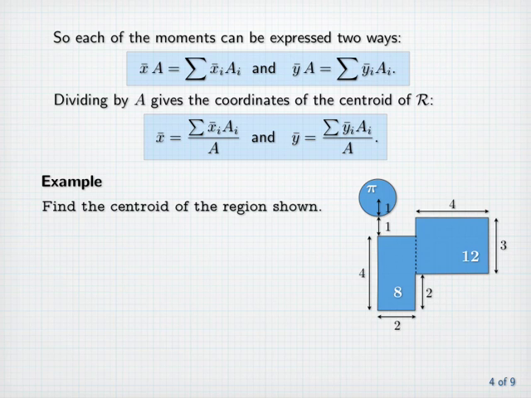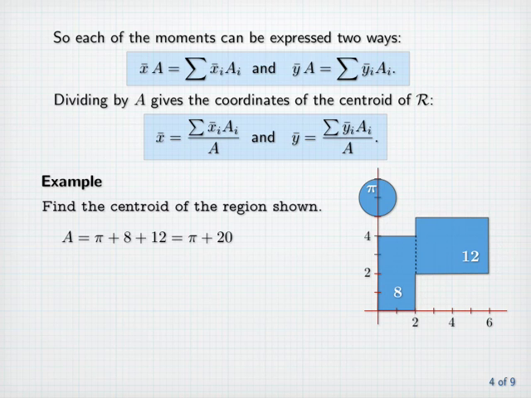So the total area is pi plus 8 plus 12, or pi plus 20. Now, to calculate our moments, we need to determine the centroids of each of the three parts of the region. To do this, we need a pair of coordinate axes. Notice we've chosen to put our origin at the bottom left corner of the rectangle with area 8. That's just a convenient choice. Where we place the origin is completely arbitrary here.